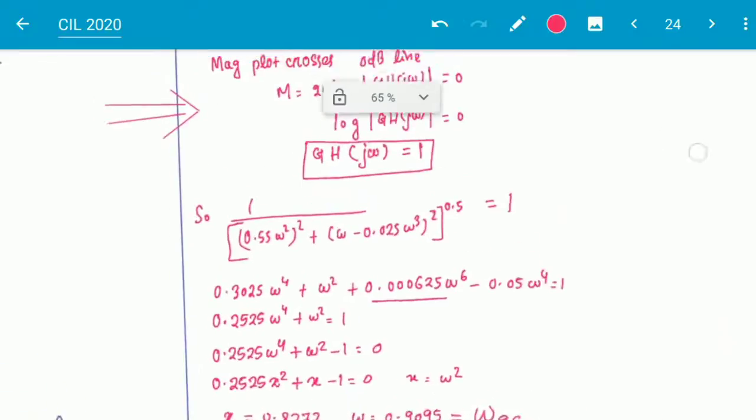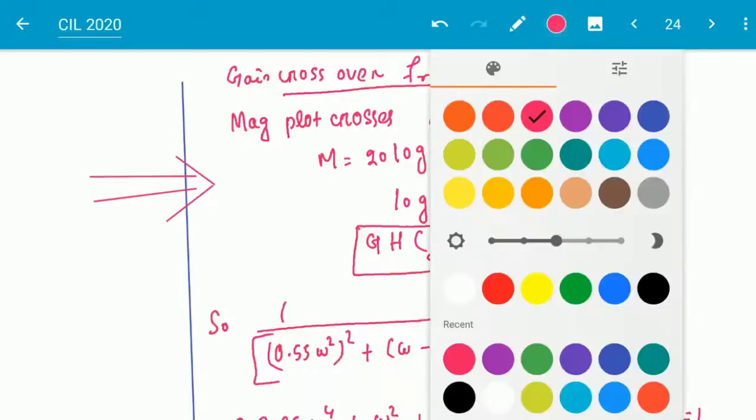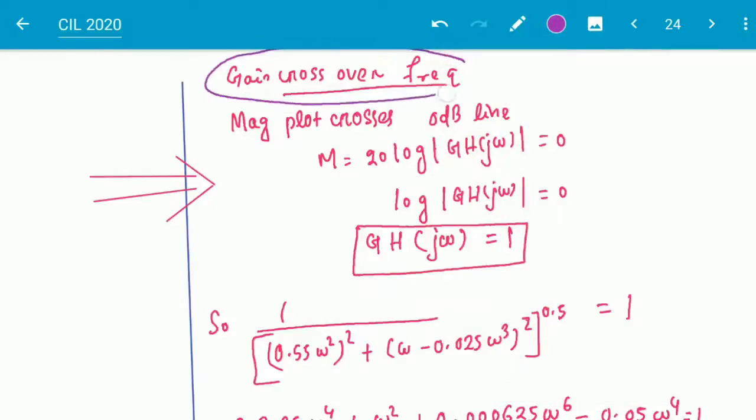And if we want to find out the phase margin, then how can we calculate phase margin? This is the calculation for phase margin. Phase margin is calculated at gain crossover frequency. Gain crossover frequency is used to calculate the phase margin. Magnitude plot will be crossed at 0 dB line. This will be the gain crossover frequency.